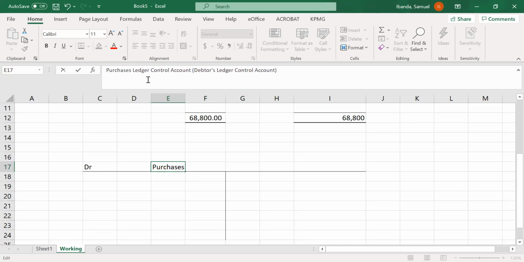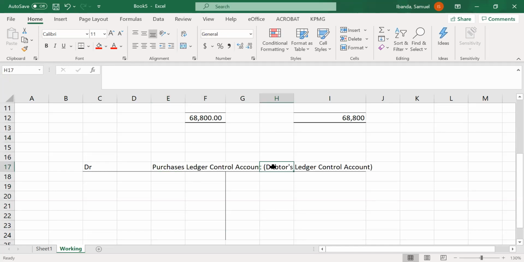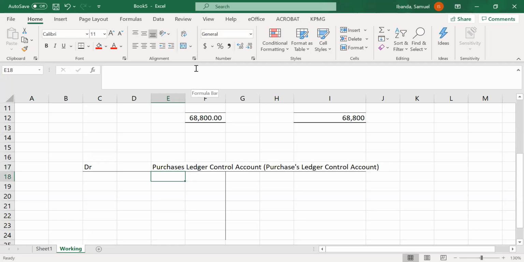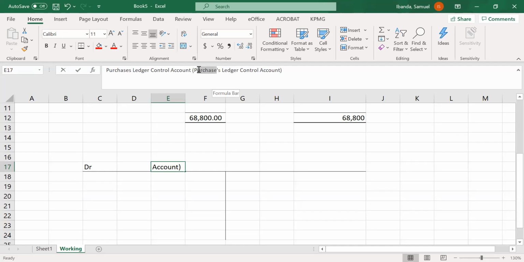This will be a purchases ledger control account, and this, I'll call it purchases also. Purchases ledger control account. Okay, let me call it payables control account, so that you're able to relate it with the above. Payables control account.